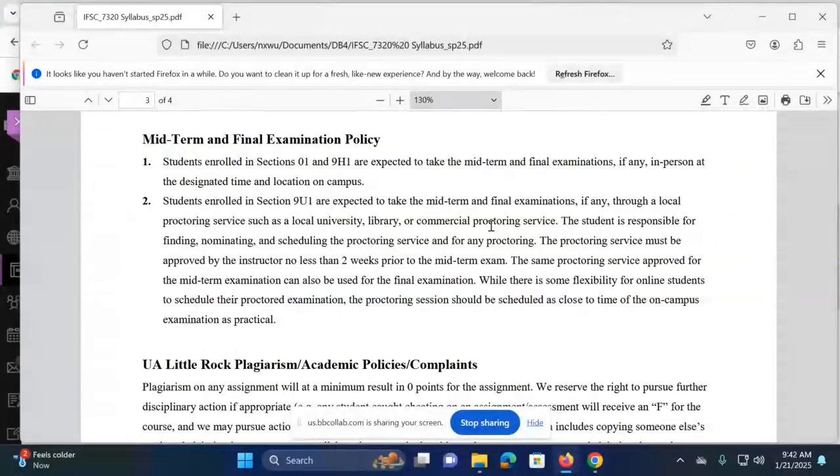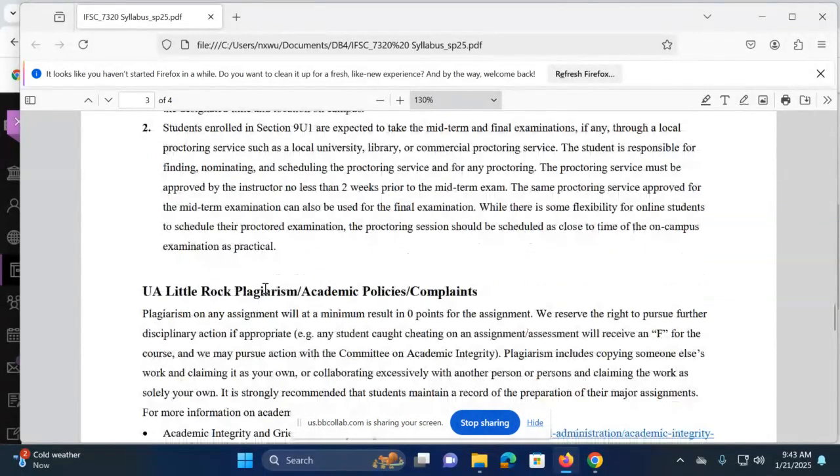In the past, we did have some students who are professionals trying to utilize their colleagues at their workspace to monitor their exam. I think that's not considered a good idea. Something did happen in the past, so it's pretty complicated. That's why I strongly encourage you to find a local proctoring service, the commercial one or the university or the library, so that I can send the test paper to your designated proctoring service.